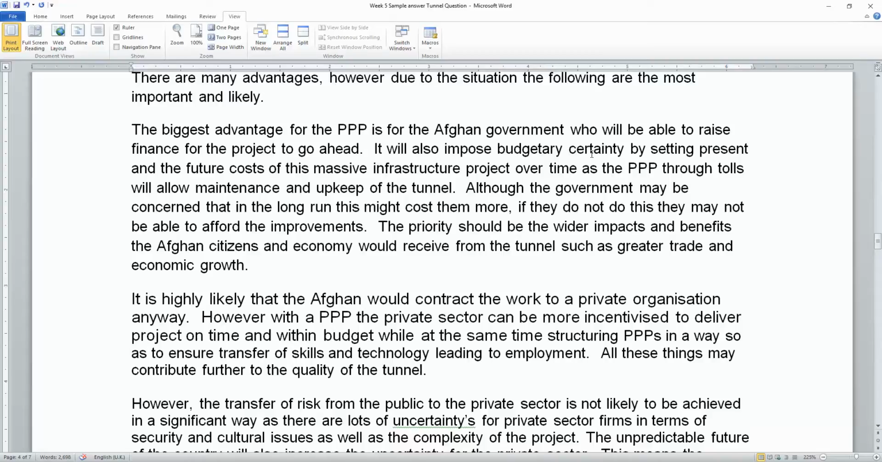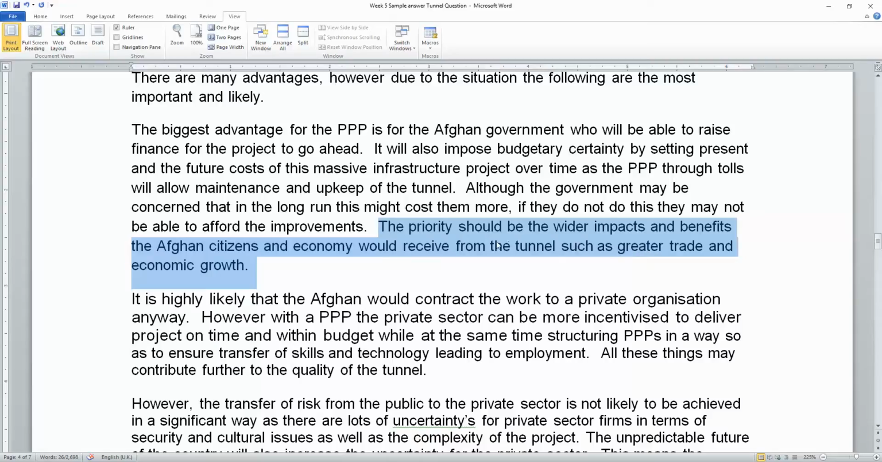It will also impose budgetary certainty, so it allows them to know that after the construction it will also be maintained. So it's talking about the short term and the long term. It's also flipping over to maybe a small disadvantage, that the Afghan government might be concerned that in the long run it might actually cost more doing it as a PPP. However, their priority should be the wider impacts and benefits the Afghan citizens and the economy would receive from the tunnel, such as greater trade and economic growth.